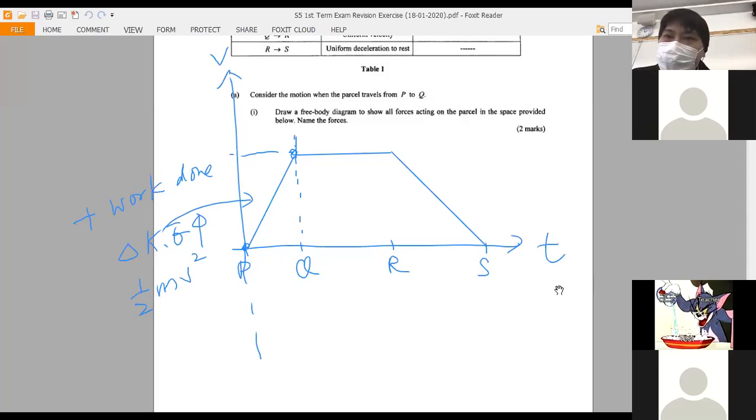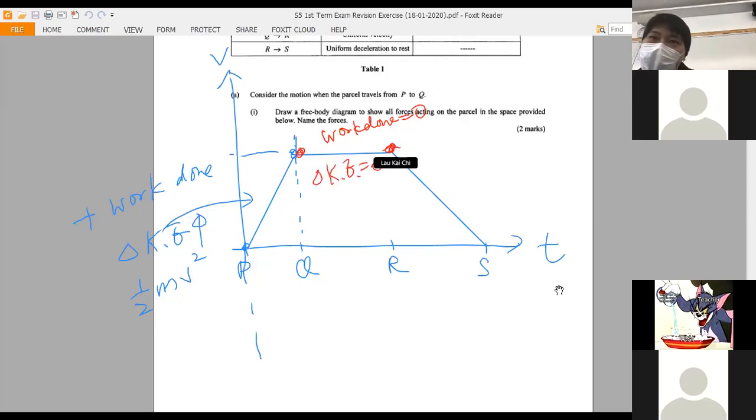And secondly is, the second part I use red pen. There's no work done. Work done equals 0 in this part, this region. So the KE will remain the same. The change in KE is 0.